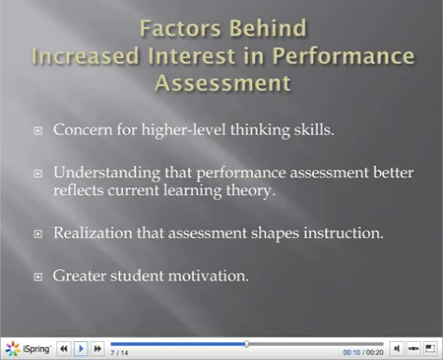The second argument is that our understanding of current learning theory, specifically constructivism, suggests that we build neural networks by engaging in meaningful learning experiences. Performance assessments, proponents would argue, are actually learning experiences that profit students in and of themselves. The third argument is that if we have high-quality assessments that we're working toward, teaching to the test if you want to call it that, then we'll have more meaningful instruction. The fourth argument is that students tend to be more motivated by real-life experiences, which good performance assessments tend to be, than they are motivated by canned lessons and traditional assessments.